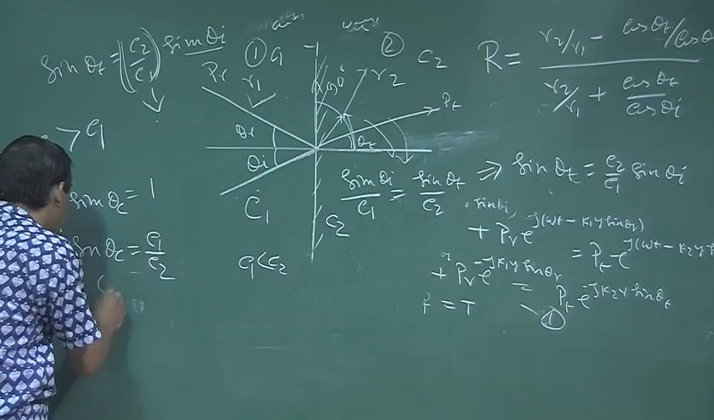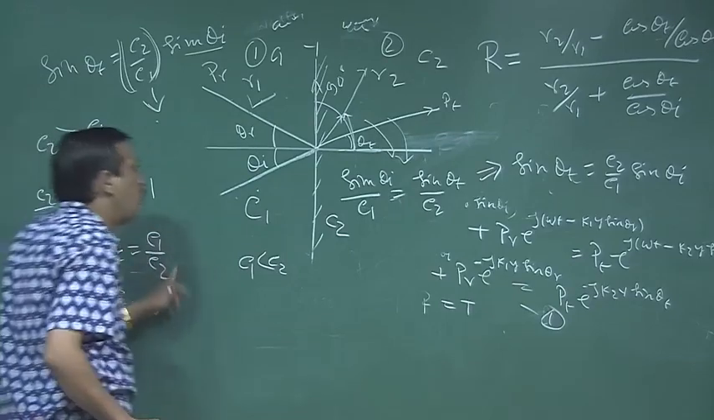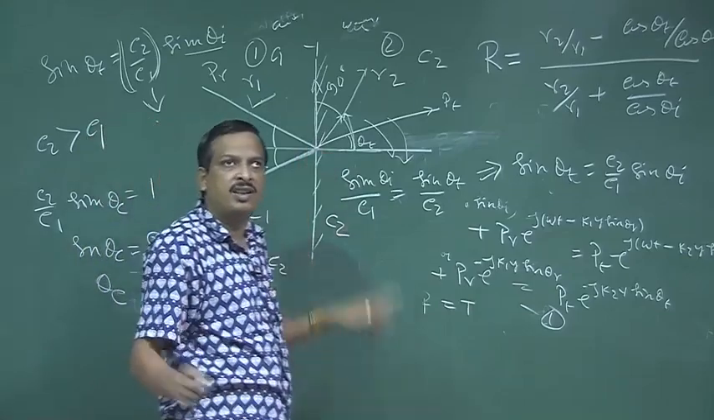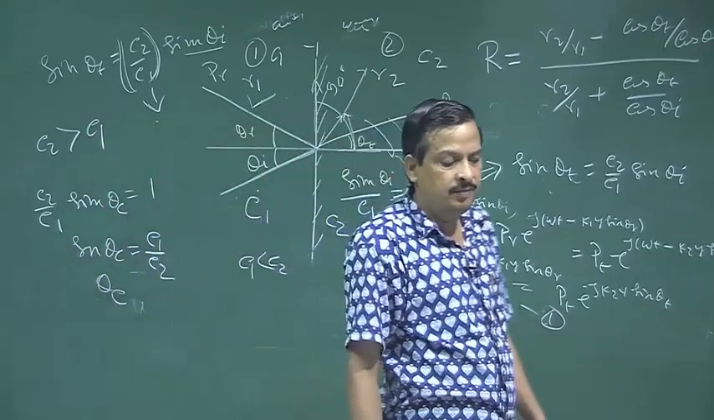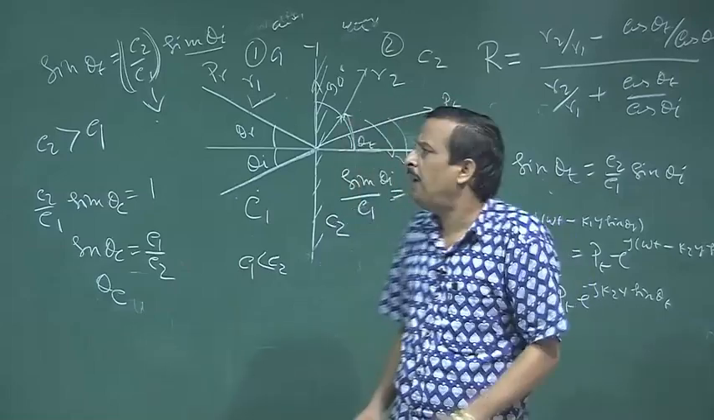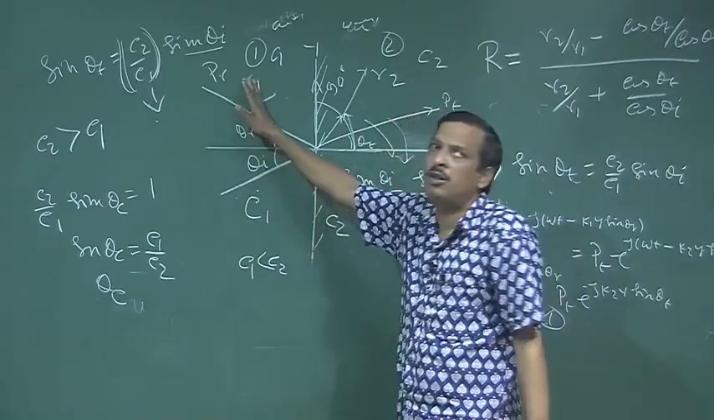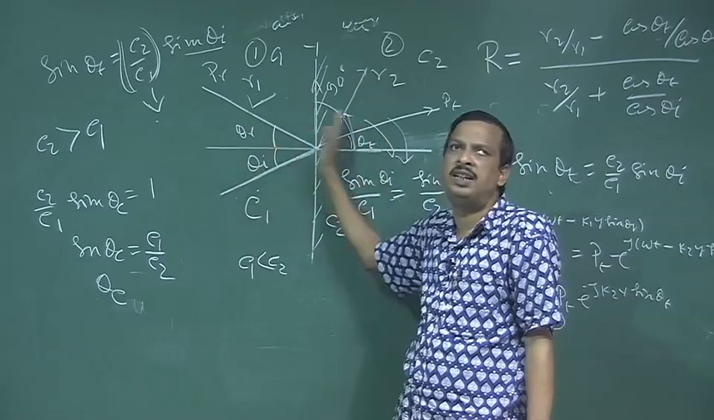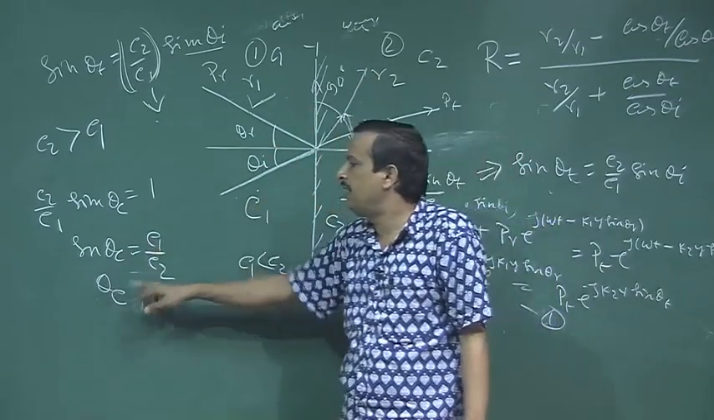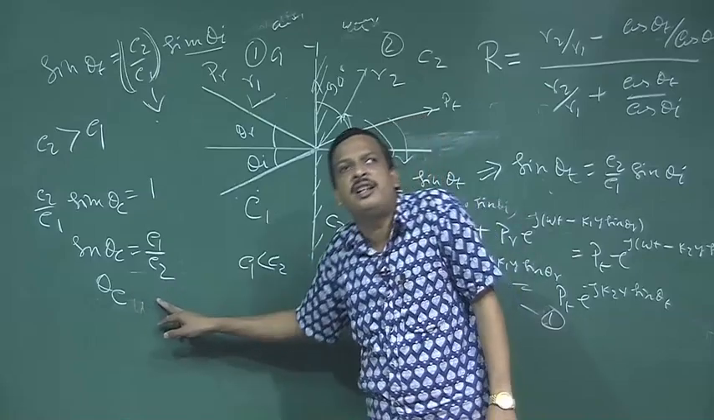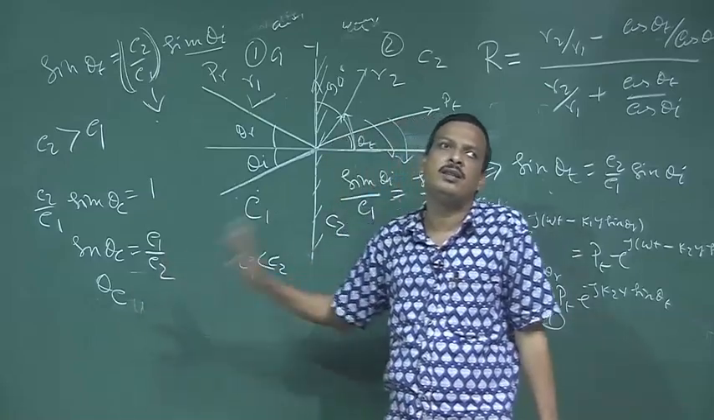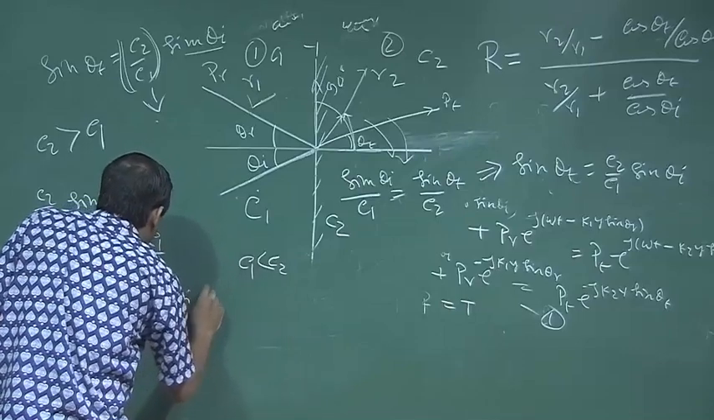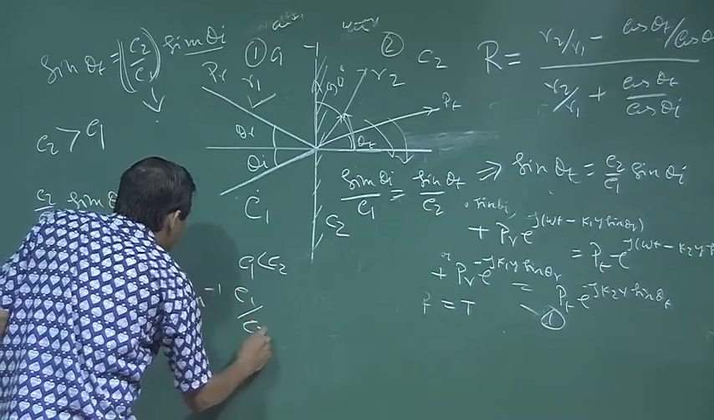So, theta c, the critical angle for which the transmitted angle is 90 degrees, is C1 by C2. If I give you the velocity of sound in two media and ask you to find the critical angle, then you can say the critical angle theta c is nothing but sine inverse of C1 by C2. So, theta c is nothing but sine inverse C1 by C2.